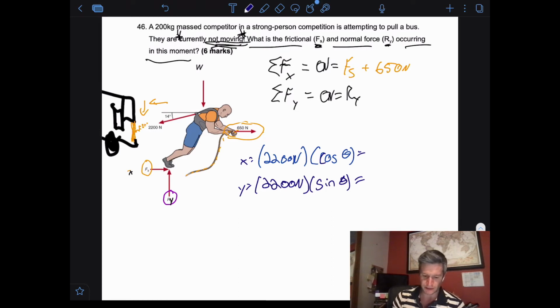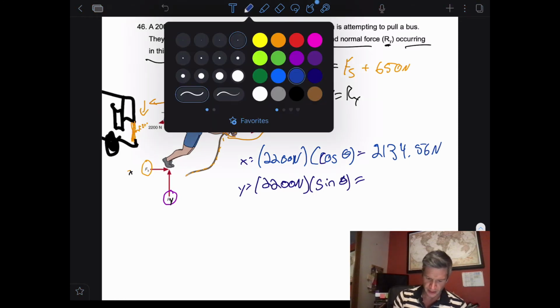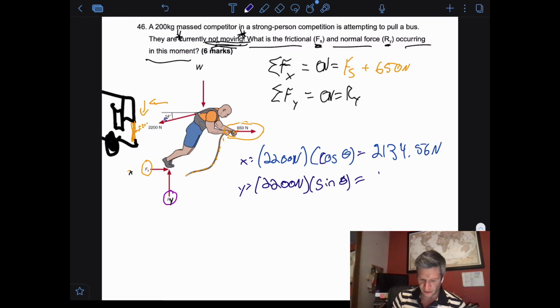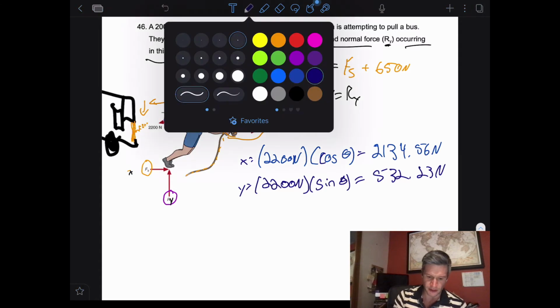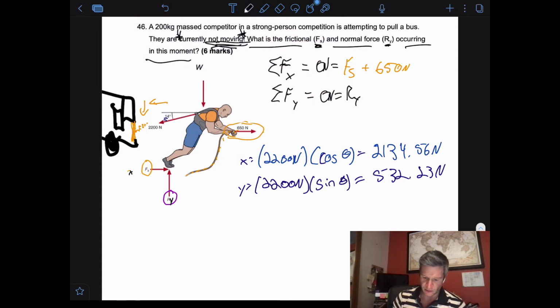Cosine is x. So from here, once we crunch the numbers, our theta is 14 degrees, and we're going to plug that in. Once you calculate it all out, you get 2134.6, which we could round up very easily. And then for sine, 532.23. Again, we're gonna round those up when we go to use them. Okay, so we got two more values here.